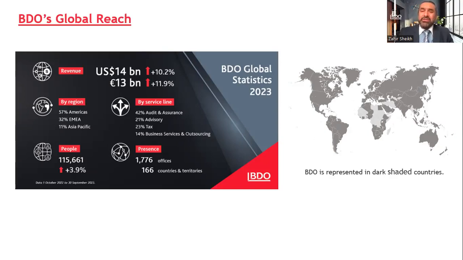BDO East Africa is an East African partnership. We have presence in Kenya, Uganda, Tanzania, Rwanda, Ethiopia, and now we're opening offices in Burundi, DRC, and we'll also have a large footprint in Somalia. Next slide, Meha.